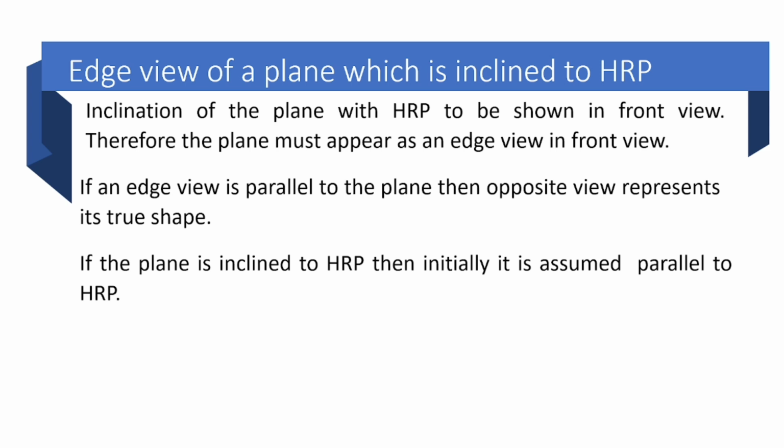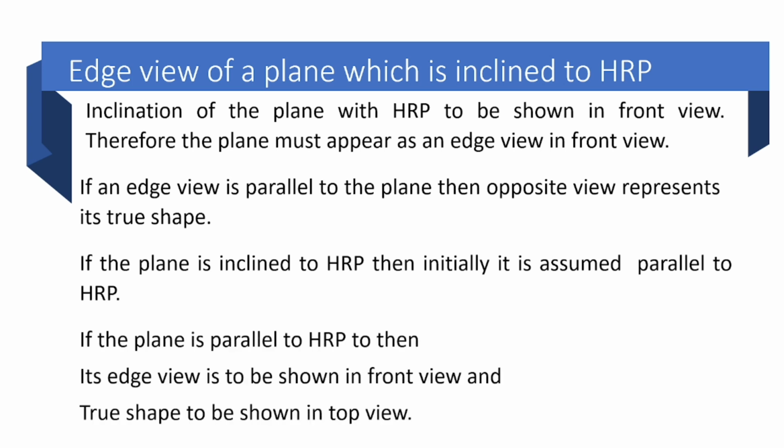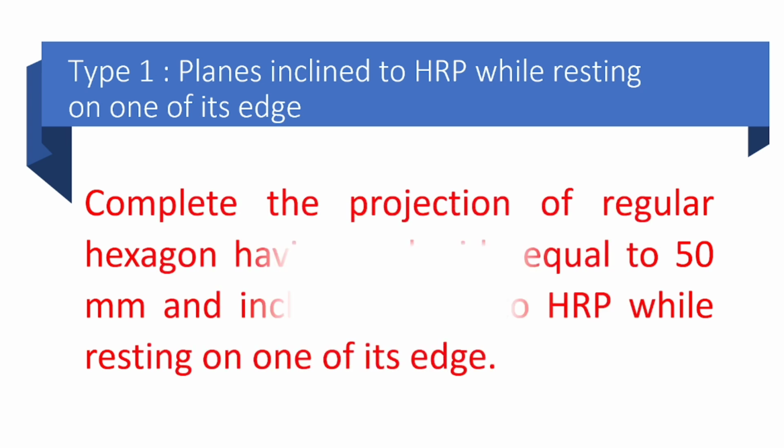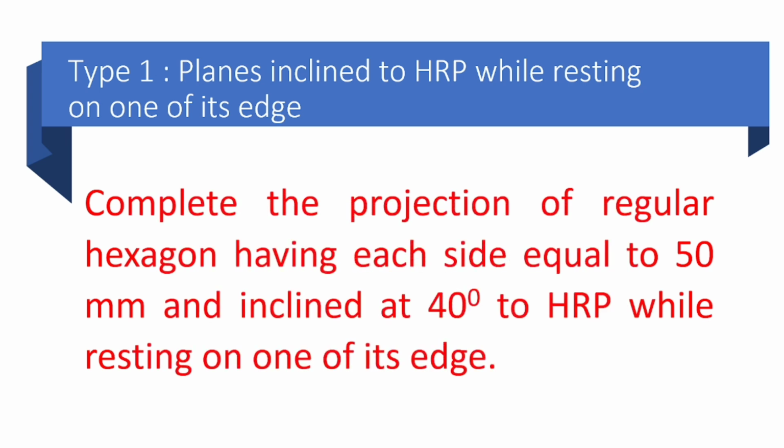So in this case, if the plane is inclined to HRP, we assume that plane parallel to HRP in the initial view. And if the plane is parallel to HRP, then we have to show its edge view in front view and true shape in top view. Let us apply all these principles to one of the problems as shown.